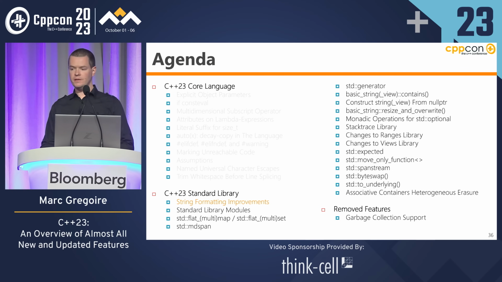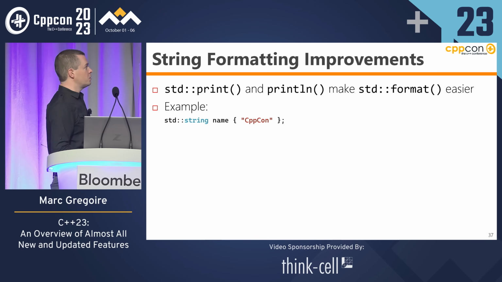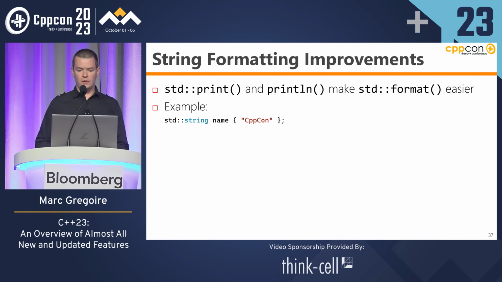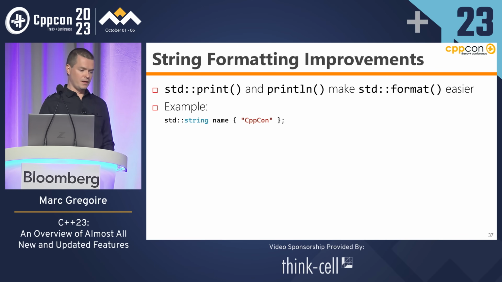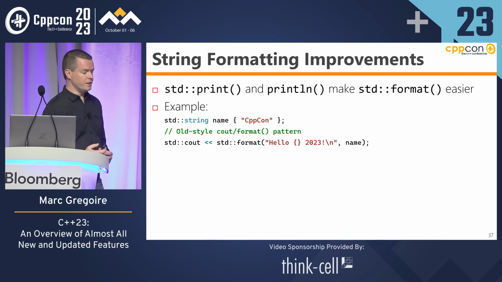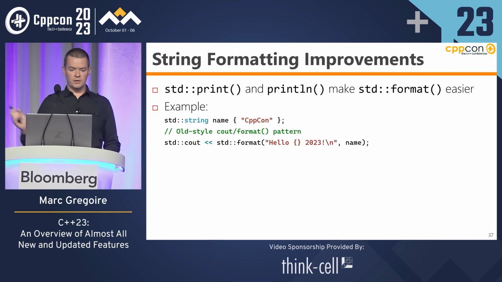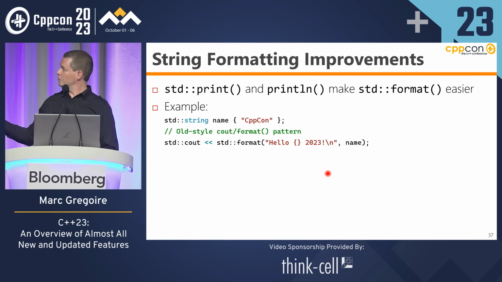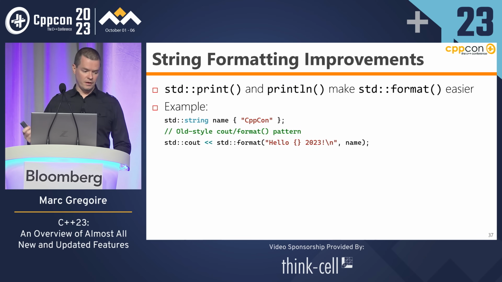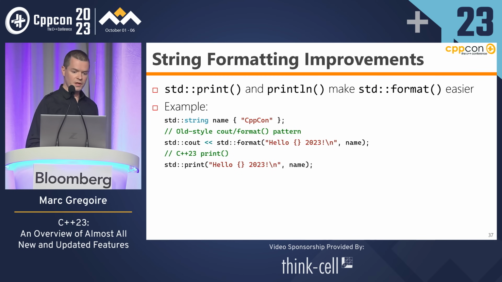So that's it for the core language features. Let's have a look at the standard library ones. First one are a bunch of improvements to string formatting. So C++20 brought us std::format, which makes it much easier to format strings. And here's an example. So I have a string, CppCon. The C++20 way of writing this to the standard console is std::cout, std::format, and then you can have your string with replacement fields. So these curly braces, those are replacement fields, replaced by the arguments that you pass as second and further arguments.